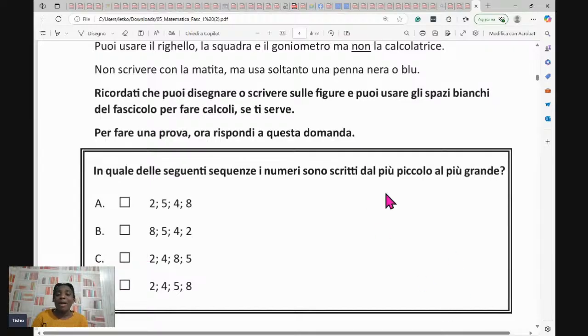Also, all the white parts of the paper can be used for your rough work. Maybe if you need to do some calculations or you need to draw something to make it easy for you to solve the questions, you are free to do that.